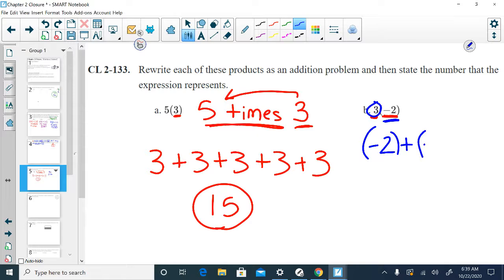And here I'm using my parentheses around the negative 2 to separate it from the adding signs. And if we add them all together, meaning we go negative 2 back, and then we back up another negative 2 and another negative 2, we end up at negative 6.